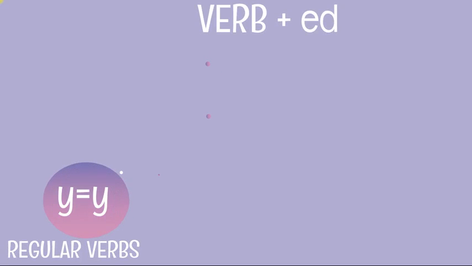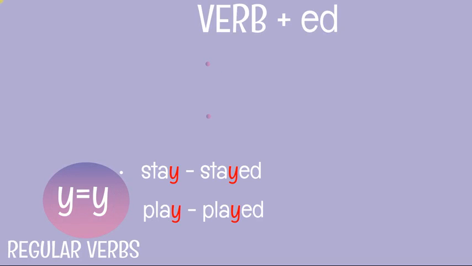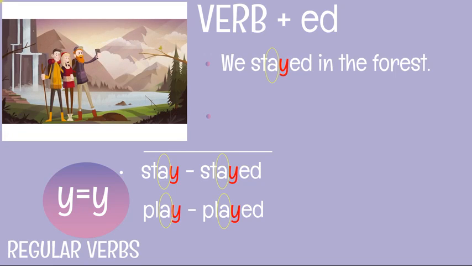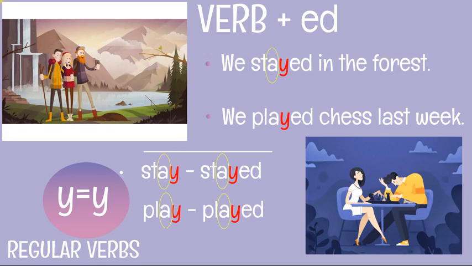But if Y is preceded by a vowel, for example in the words stay or play, the vowels are the letters A, E, I, O, U. In this case, Y doesn't change. For example, we stayed in the forest. We played chess last week.